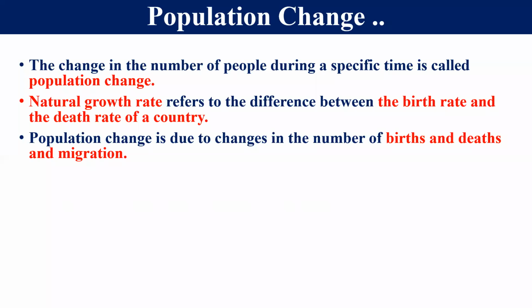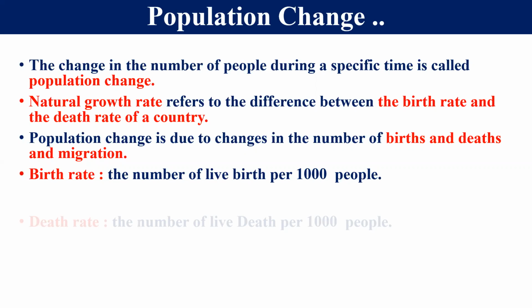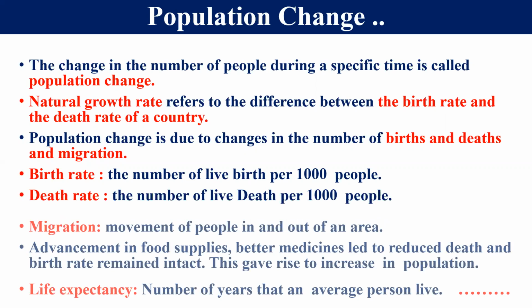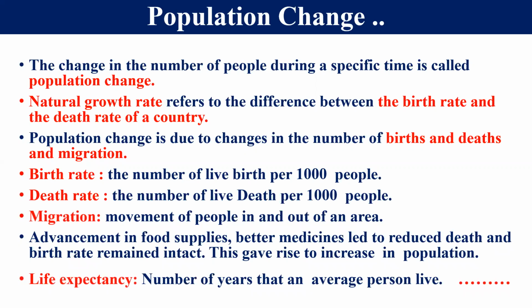So that's why we will take just a simple look at it. If we think about birth rate, it means the number of live births per 1,000 people. This is called birth rate. On the other hand, if we think about death rate, it is the number of deaths per 1,000 people. That is called death rate.